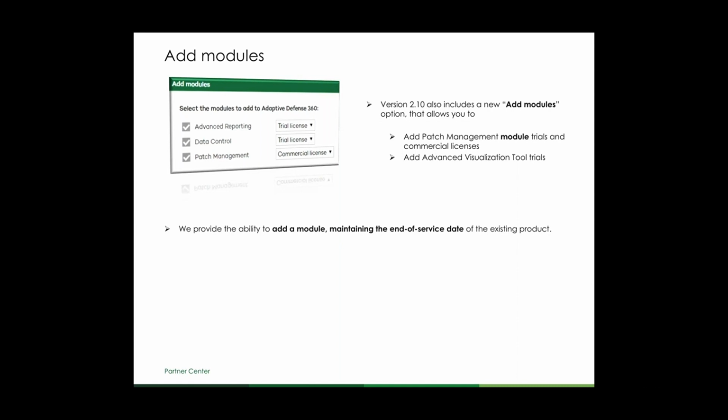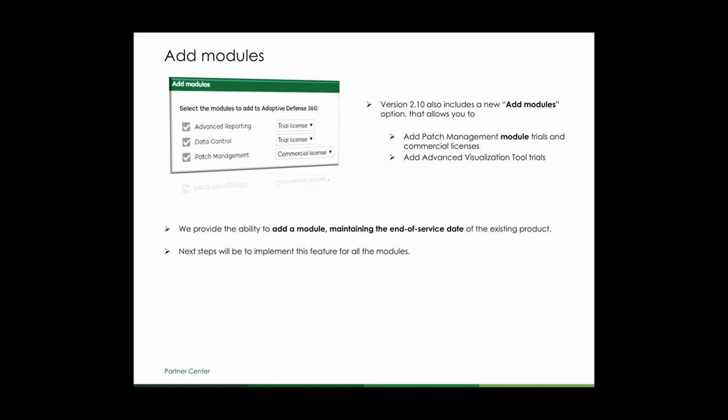One scenario for this would be, let's say you've set up a customer with Adaptive Defense 360. Later on, they decide that they want to go ahead and add maybe the visualization tool to the account. So instead of going in and adding another line item or going through the hassle of adding this in, the module is going to give you the ability to go ahead and assign that to that customer's asset. It is going to match the license amount, and it is going to maintain the end of service date as the original asset.